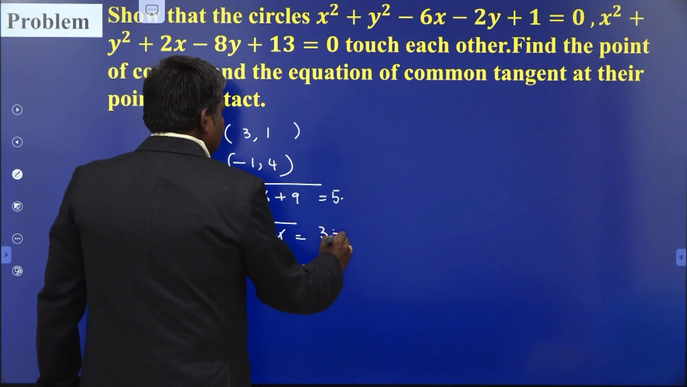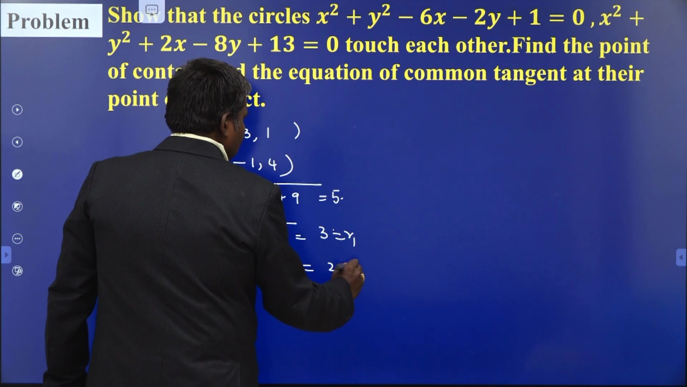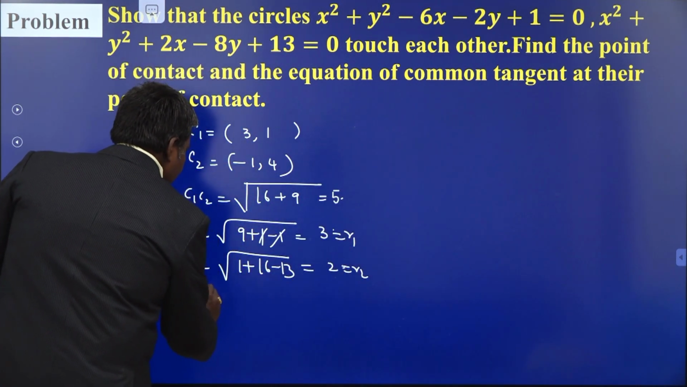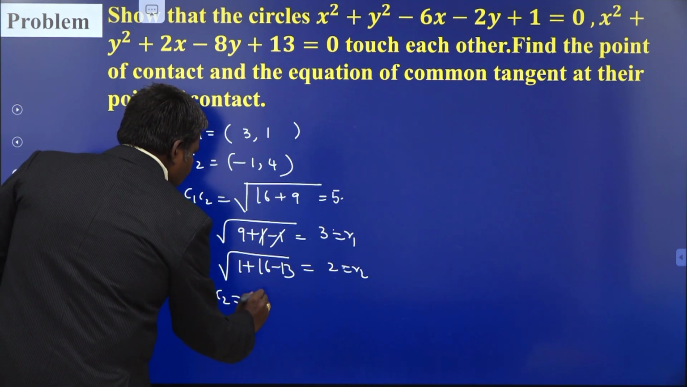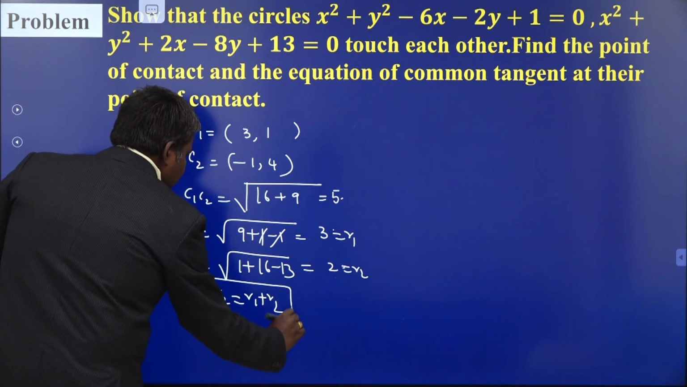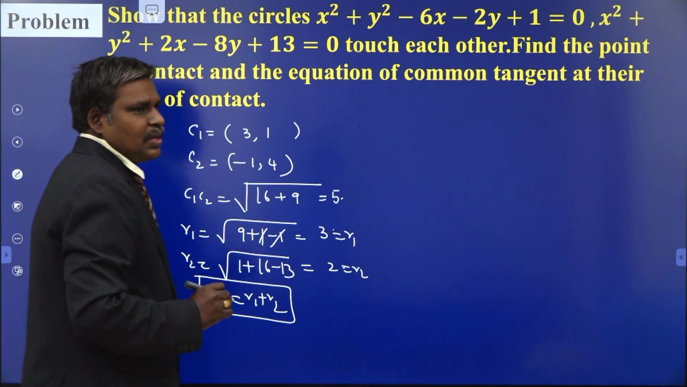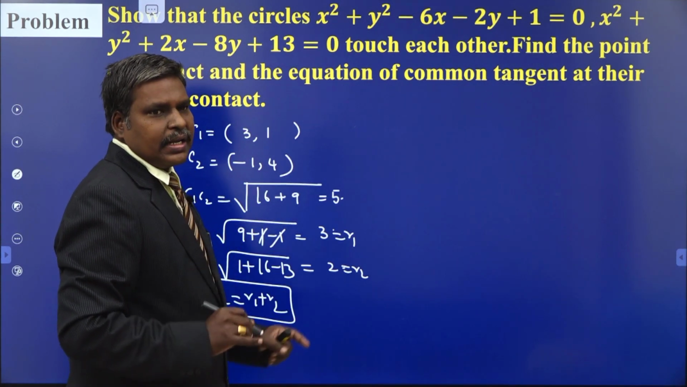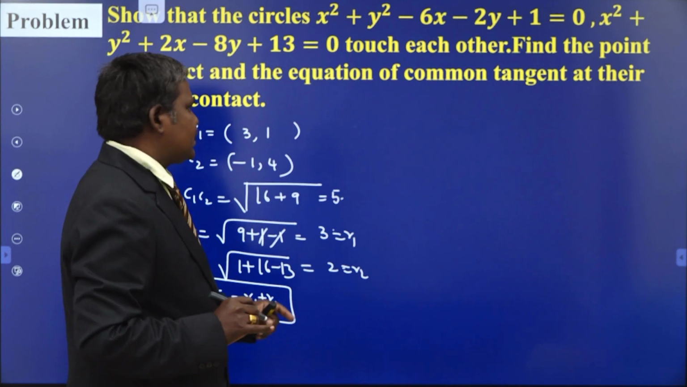See here clearly, this is R1, this is R2. C1C2 is equal to R1 plus R2, we obtained. The distance between the two centers is equal to the sum of their radii. So, in this case we have two circles touching each other externally.